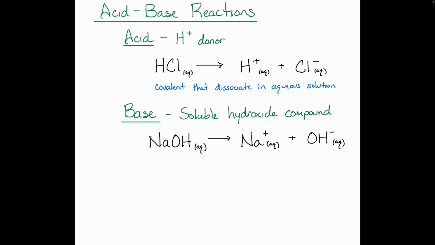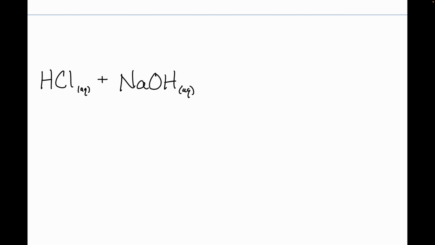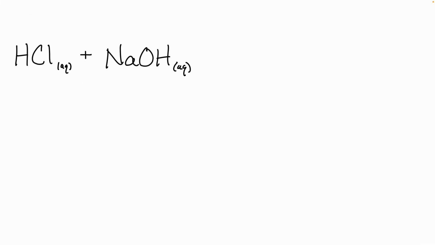Okay, so let's do a sample reaction here. We'll use these two that we just laid out: HCl plus NaOH. Using this double displacement scheme, again, just like our precipitation reactions. These are double displacement reactions. Take a second and try to predict the products of this reaction here.